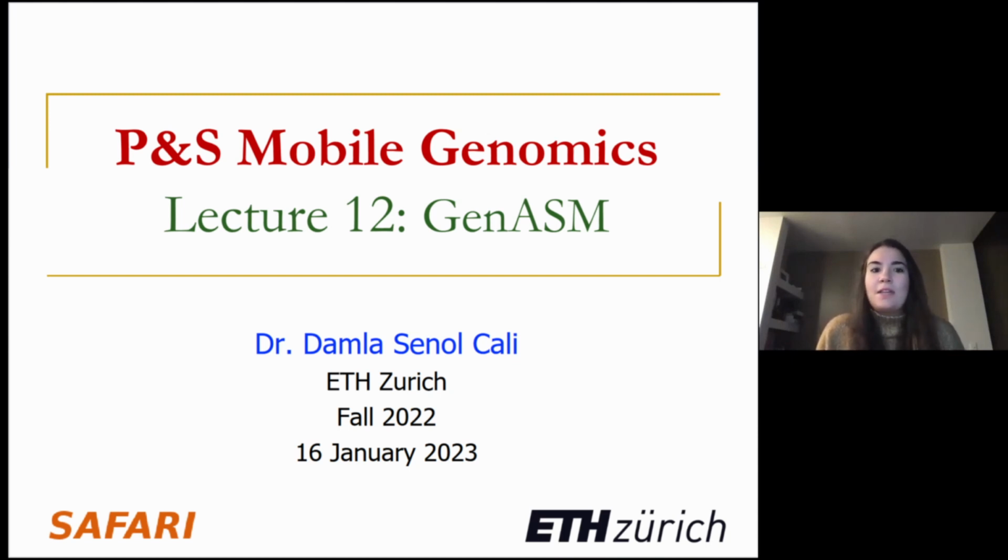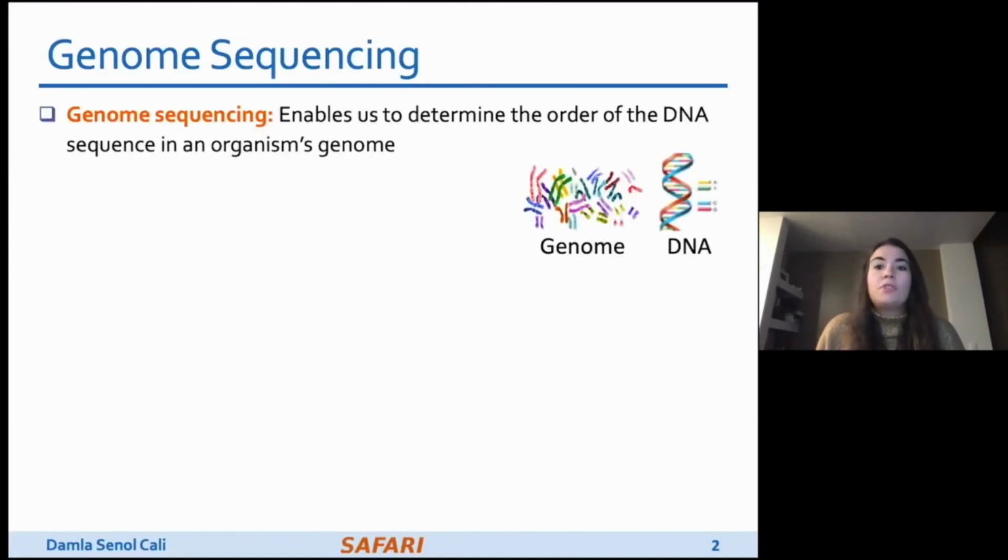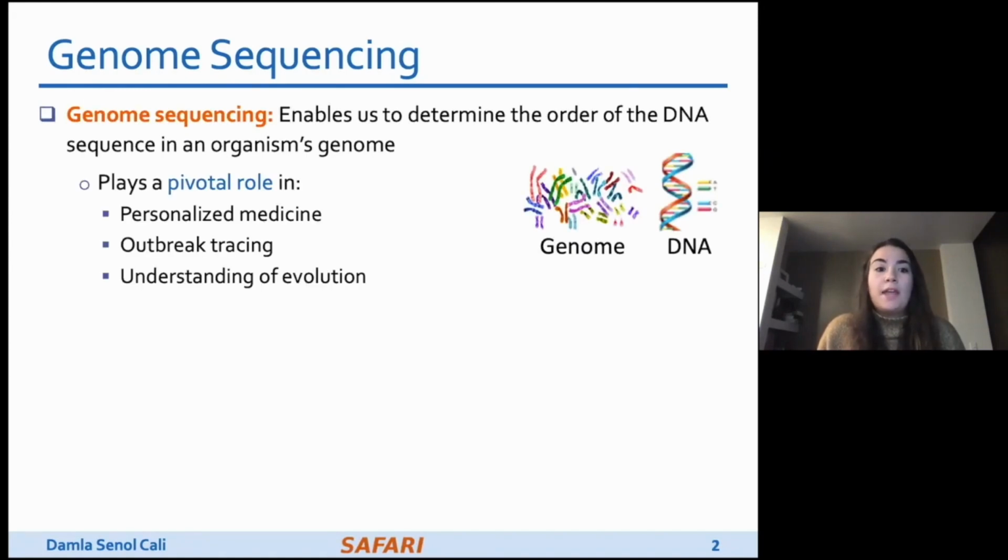So GenASM is a high-performance, low-power approximate string matching acceleration framework for genome sequence analysis. Genome sequencing, which enables us to determine the DNA sequence of an organism, plays a pivotal role in areas such as personalized medicine, outbreak tracing like COVID-19, and the understanding of evolution.